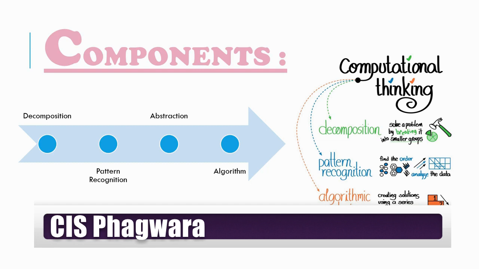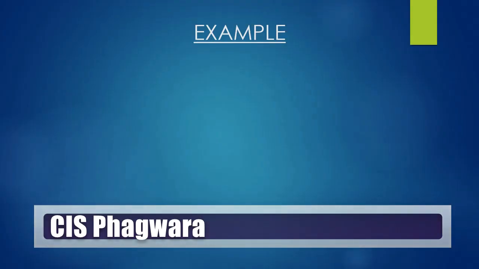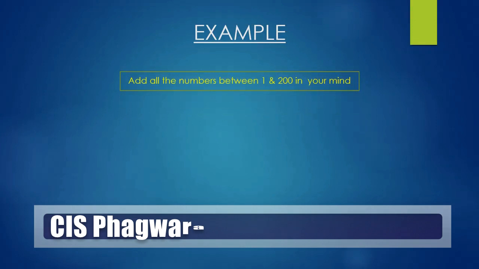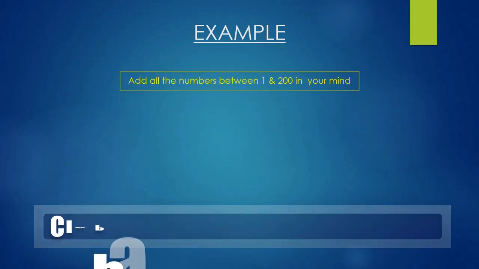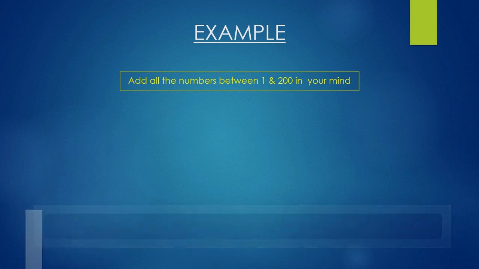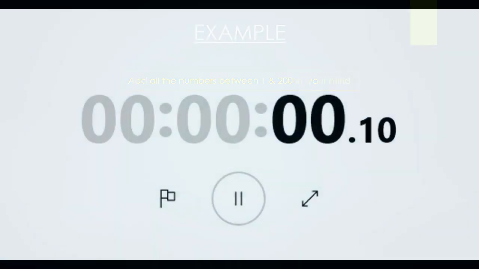So before I define these terms, let's take an example that will feed you the concepts of these and make you understand them better. Now the problem here in hand is that I want you to add all the numbers between 1 and 200 in your mind. So you can start now, and let's make this activity more interesting by giving you 30 seconds to complete this task. And your time starts now.